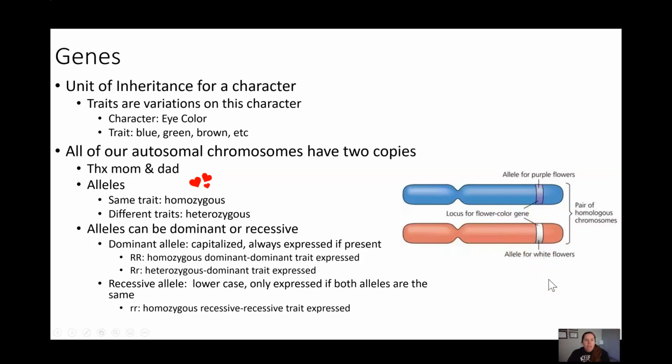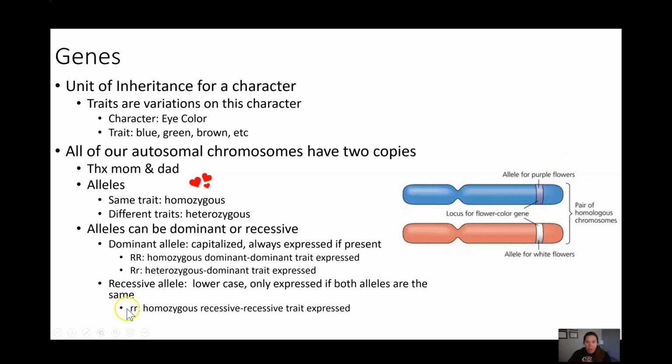On the other hand, we have alleles that code for recessive traits. So these recessive alleles, we're always going to symbolize them using a lowercase letter. And the only time a recessive allele is actually expressed is if both copies of this particular gene are recessive. So we can have basically three different situations.